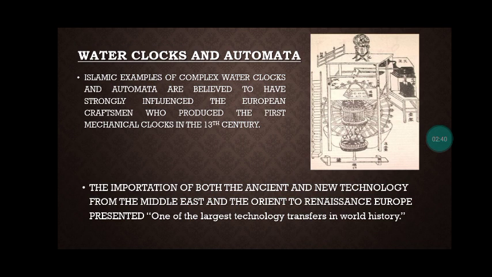Okay. Water clocks and automata. Islamic examples of complex water clocks and automata are believed to have strongly influenced the European craftsmen who produced the first mechanical clocks in the 13th century. The importation of both the ancient and new technology from the Middle East and the Orient to Renaissance Europe presented one of the largest technology transfers in world history.